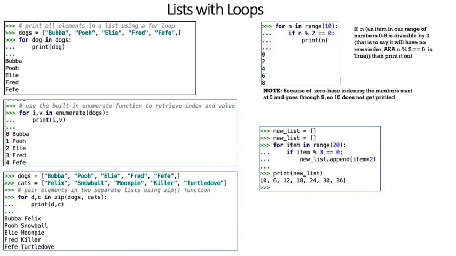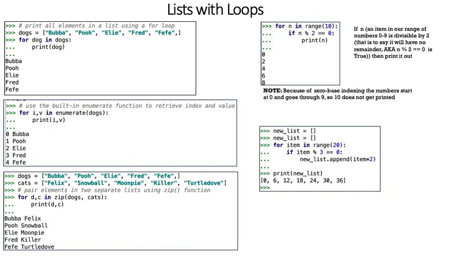Okay, so starting in the upper left-hand corner, we're going to print all elements in a list using a for loop, a very typical use case. So dogs: Bubba, Pooh, Ellie, Fred, and Fefe. Those are some of the dogs I have now and that have passed on to the other life. For dog in dogs, print dog. And you see it just simply prints that out one after the other.